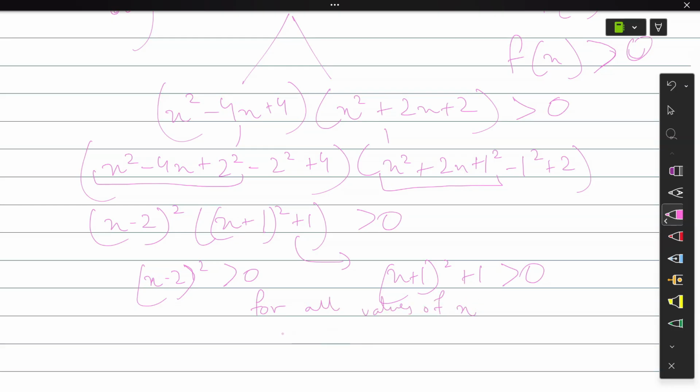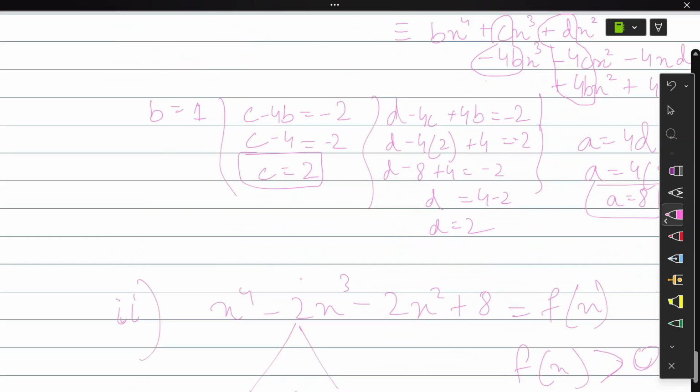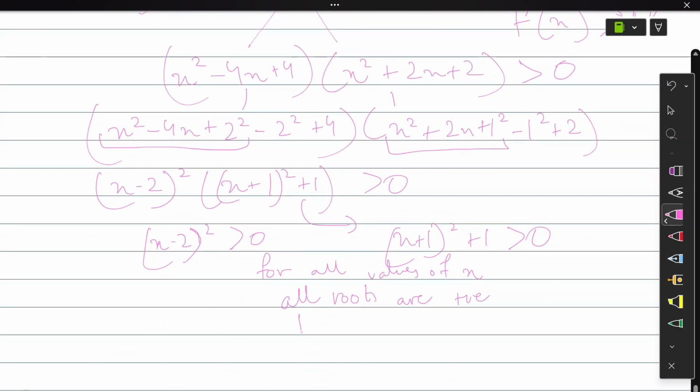all roots are positive. Hence, f of x is never negative. I think that should be a good enough justification.